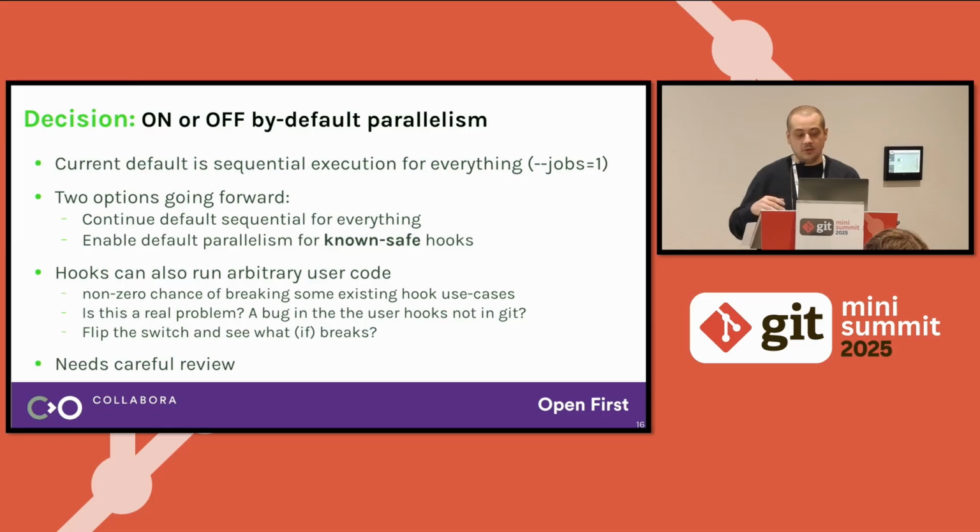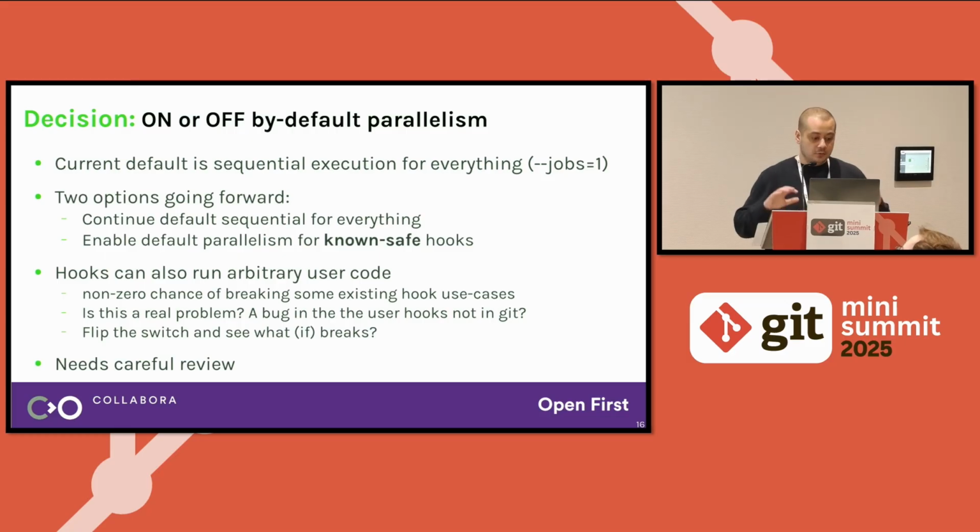So anybody who wants to run their hooks in parallel can just enable the config to do so, because the user should know what's in their hooks, right? We don't know exactly what's in each hook. Now, I'm not sure how much of a problem this really is, but yeah, it needs careful review. We could just, for the hooks which we think would be safe to run in parallel, flip the switch and enable that and see if anybody complains or if it actually breaks. So we could also try that approach.